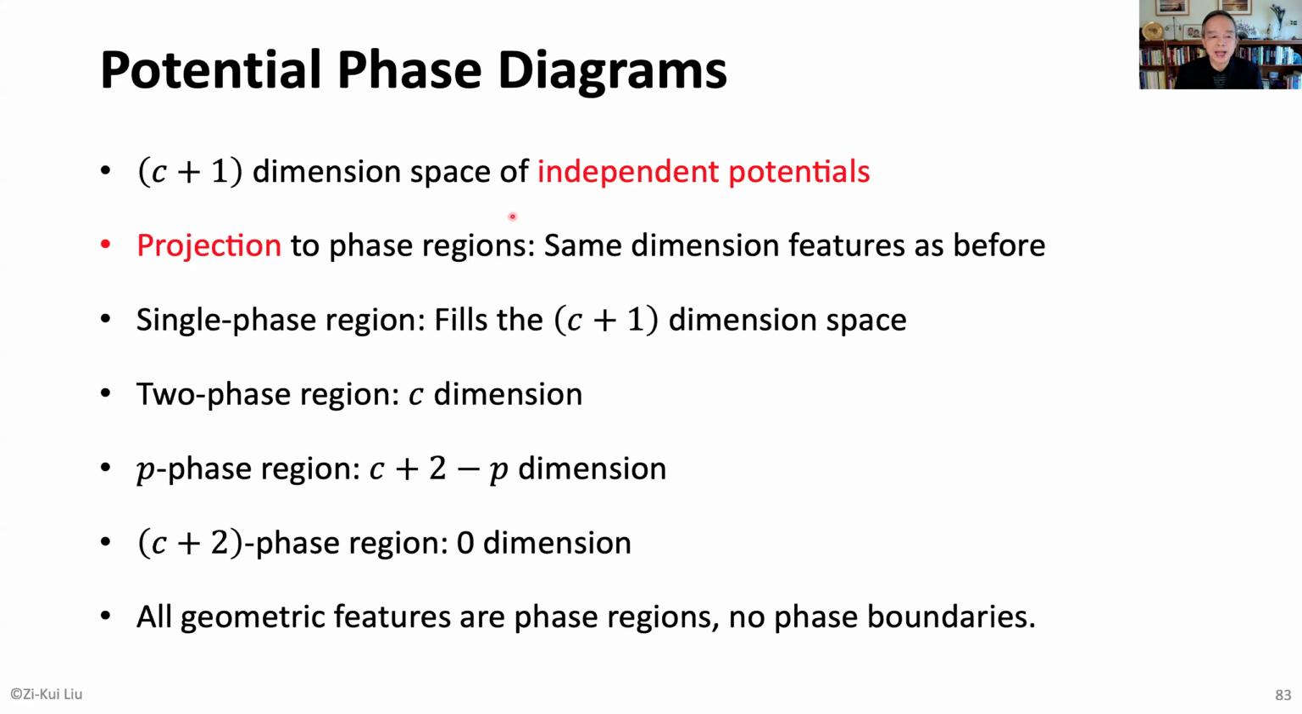So it's very important to realize that in this C plus 1 dimension space of independent potentials, all the geometric features are phase regions. There are no phase boundaries. Phase boundaries only occur when we have the molar phase diagrams, which will be talked about in the next lecture. That's a very important concept. So in the potential phase diagrams, we only have phase regions: single phase, two phase, up to C plus 2 phase regions.